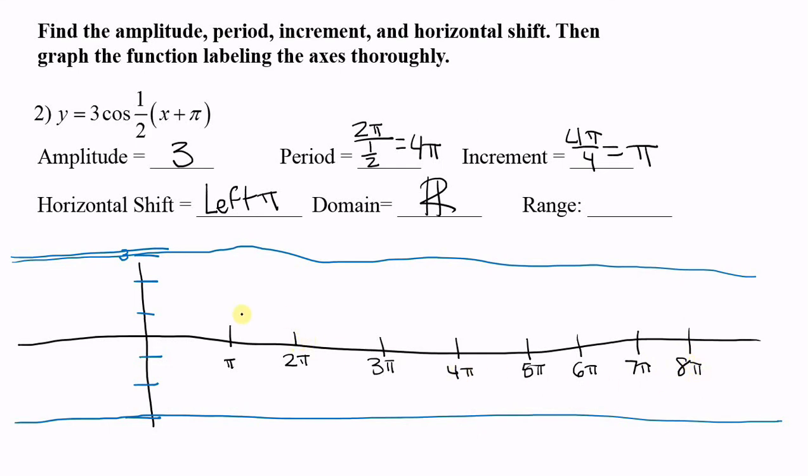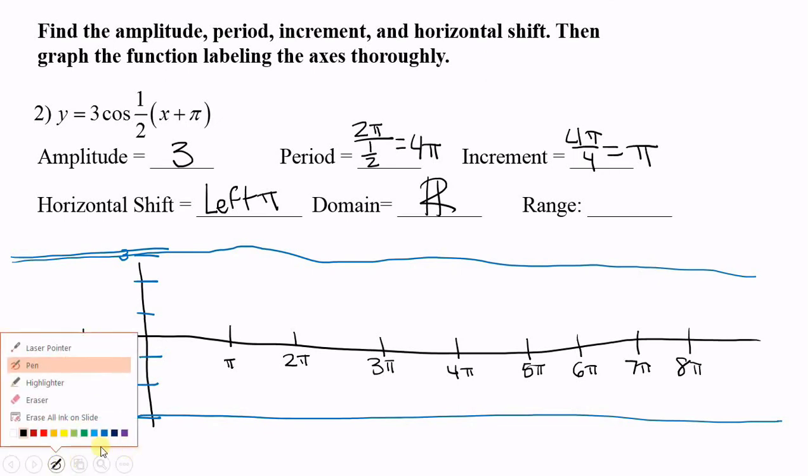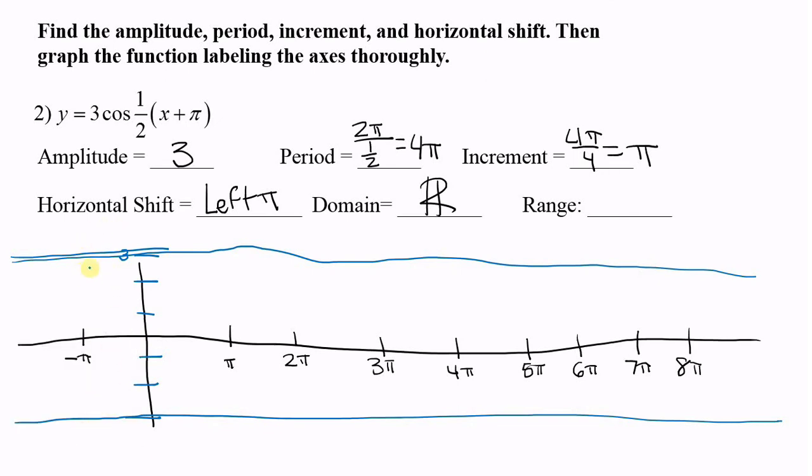Now, I need to go left pi. So from here, we're going to go left pi. So I'm going to have negative pi out here. Now, remember, we're going to take our green color, because that's my green color for moving left, and put a negative pi, put a green line. So that way, that's my new y-axis. Now I can start graphing. Cosine. So I'm going to start at the top here. Go through 0, 0 this time.